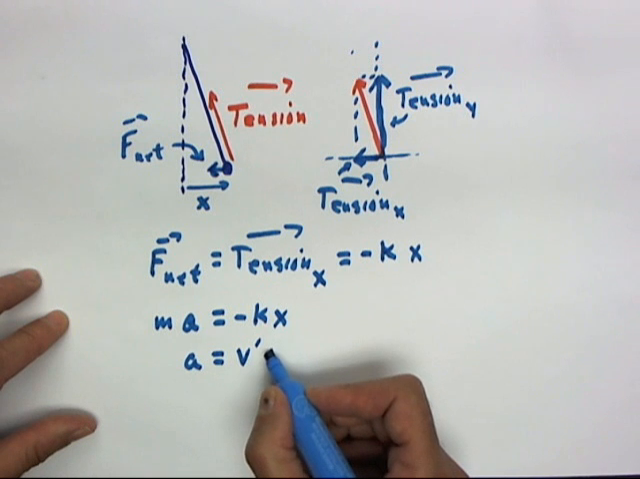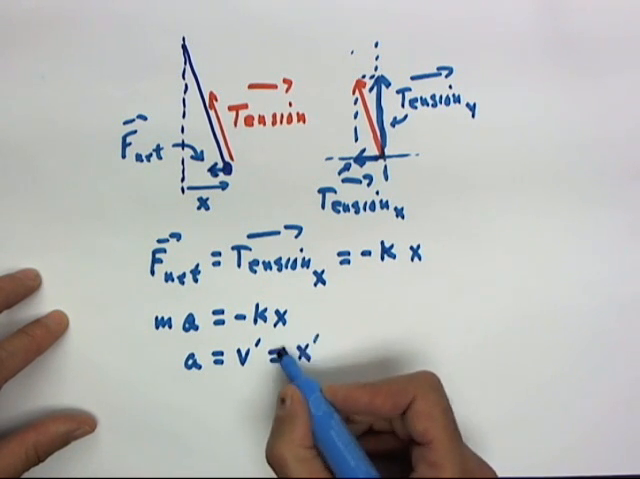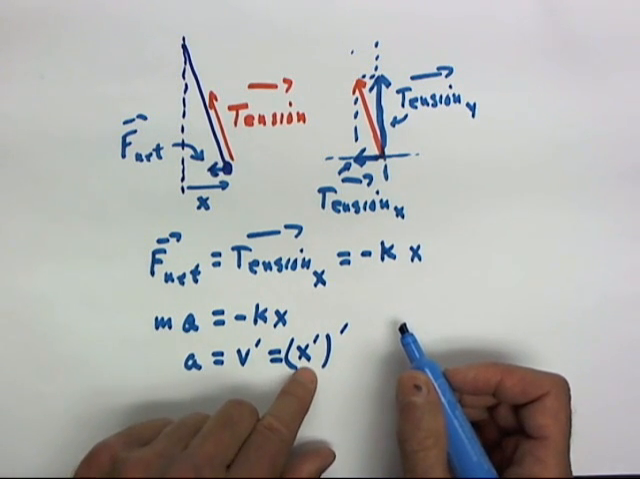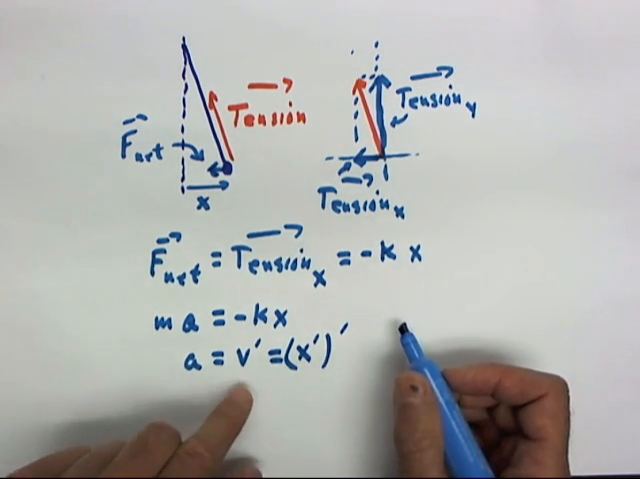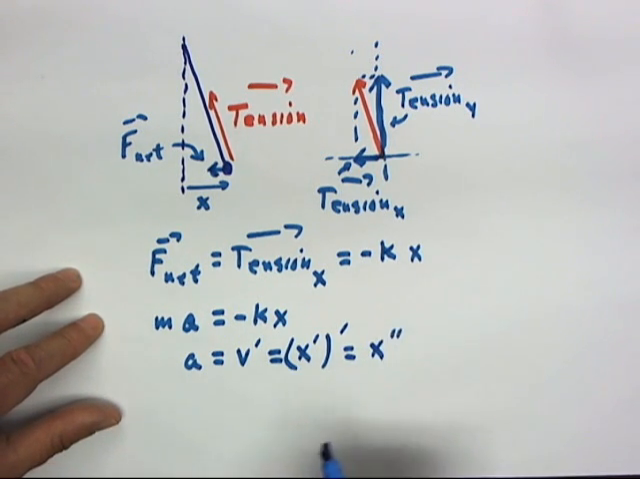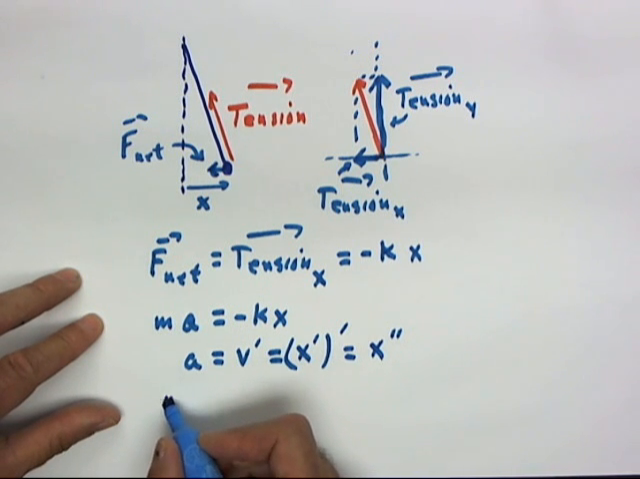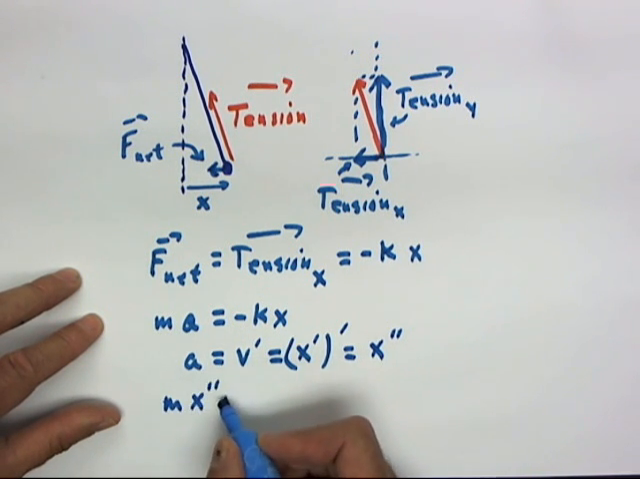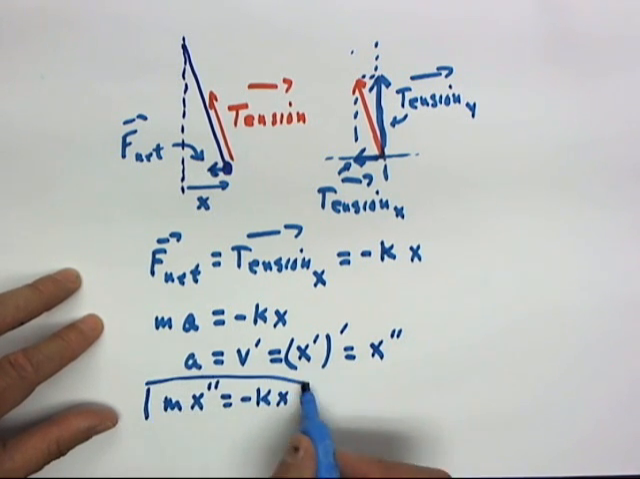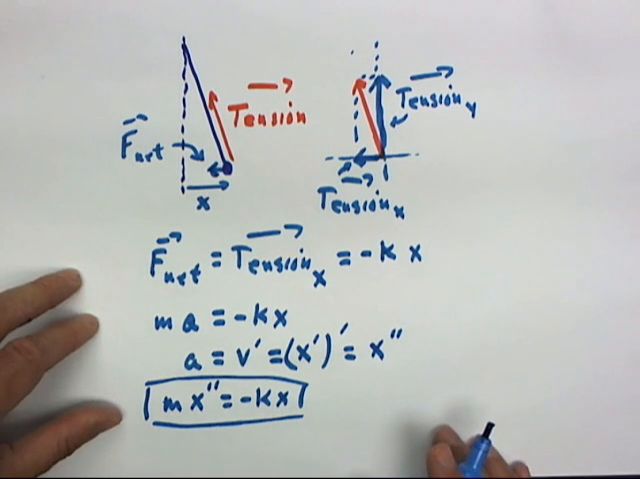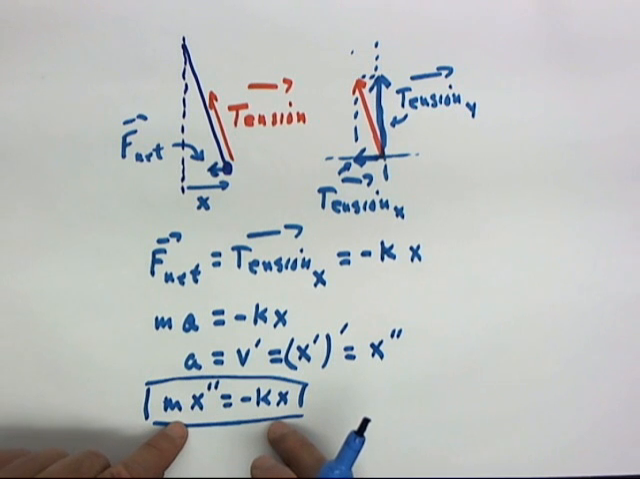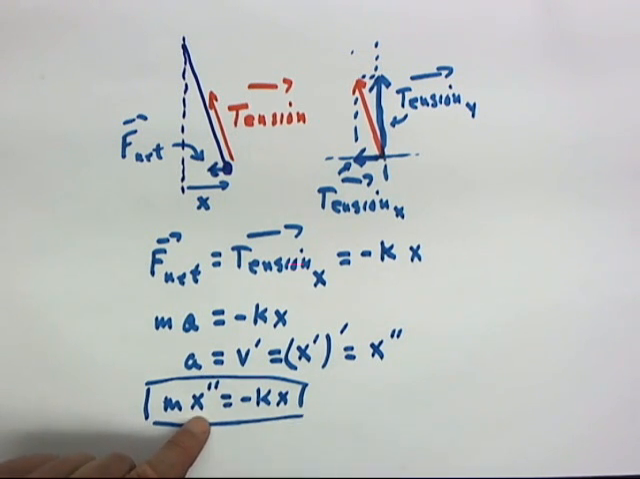Now, the velocity v prime, well, that's nothing but x prime, because the velocity is just the derivative of the position. We conclude that the acceleration is the second derivative of the position, and this equation then becomes m x double prime equals negative kx. This is consistent with what we saw in the preceding video, and again, our task is going to be to solve this equation for the function x.